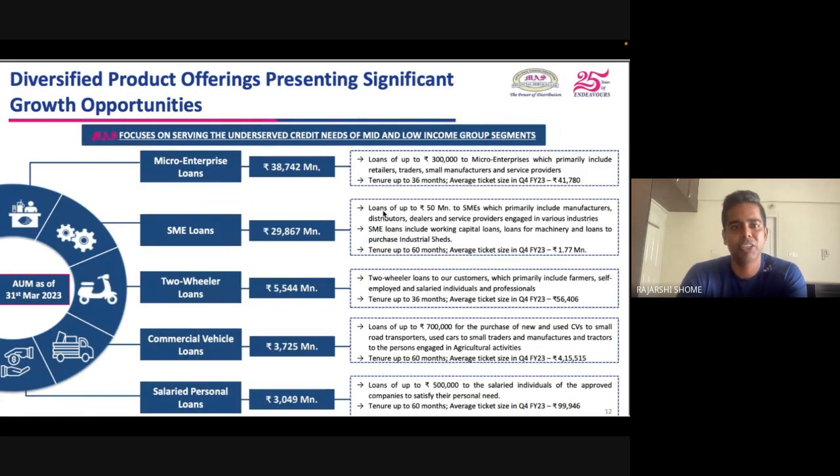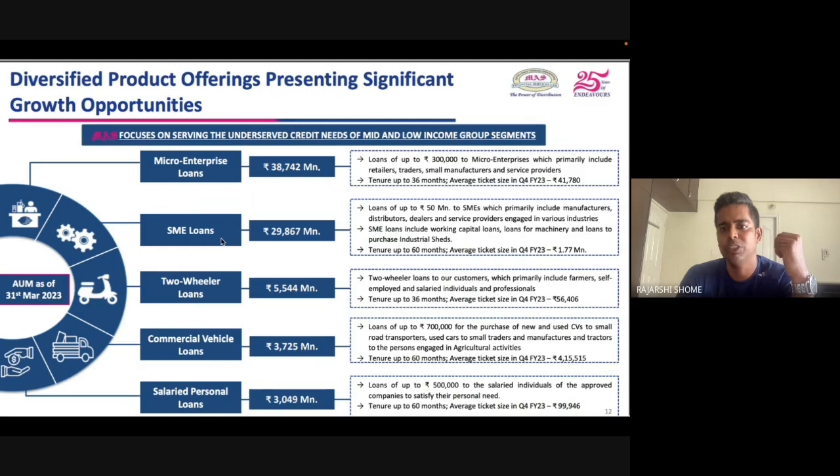Again, you can pause the video and you can see micro enterprise loans, SME loans, two-wheeler loans, commercial vehicle and salaried personal loan. So that 8,000 crore loan book, see where the majority of the money is. So MSE Financial has given the majority of the loans to micro enterprise loans, right, and to SME loans.